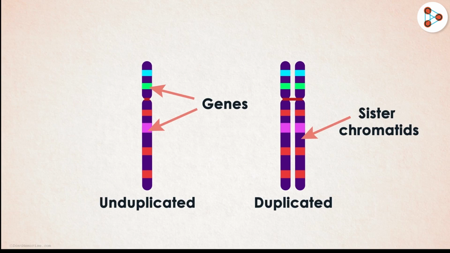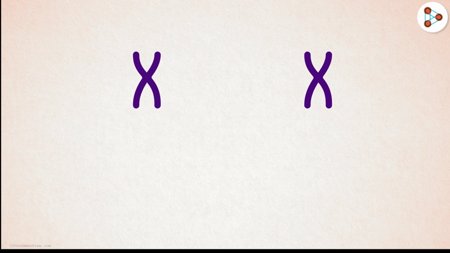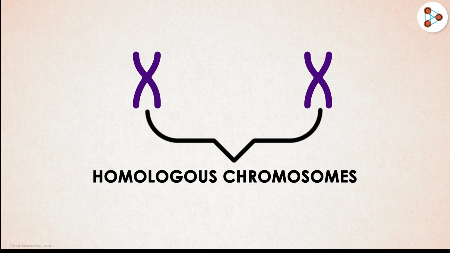The sister chromatids are formed after DNA replication and therefore have the same loci for all the genes. Their centromeres are also at the same place. When they duplicate, they join together and form this shape. Now both these chromosomes are identical and are called homologous chromosomes.